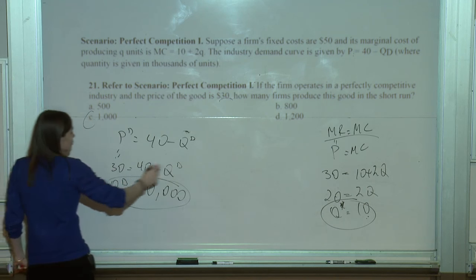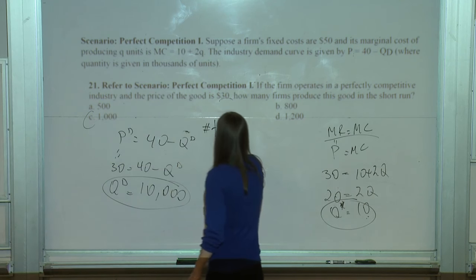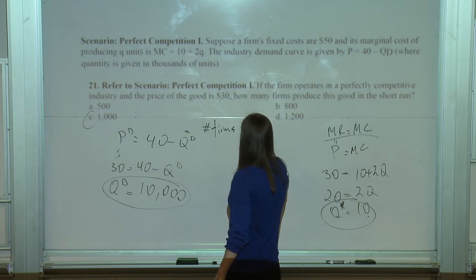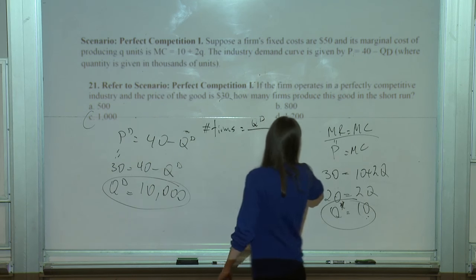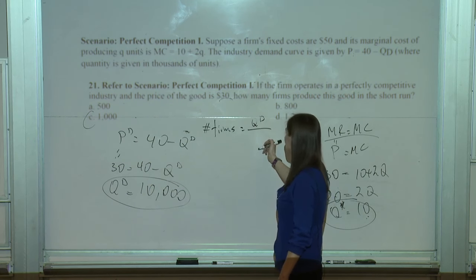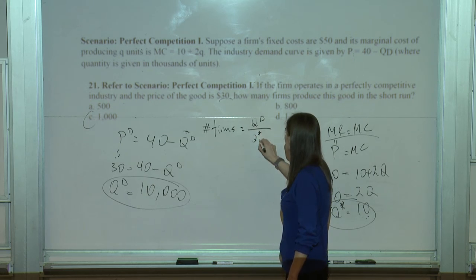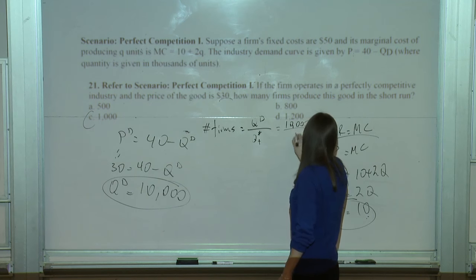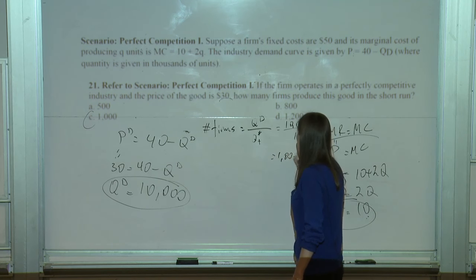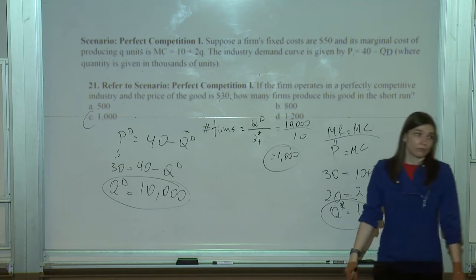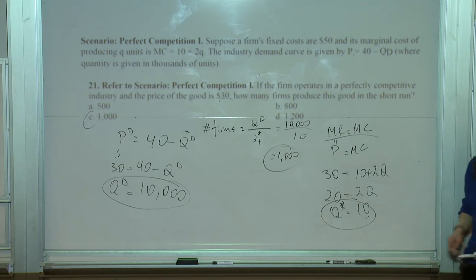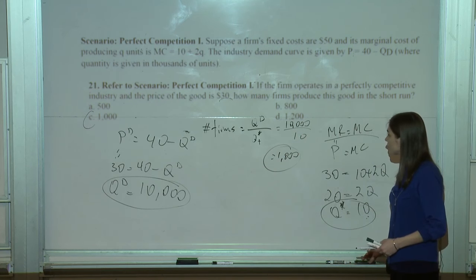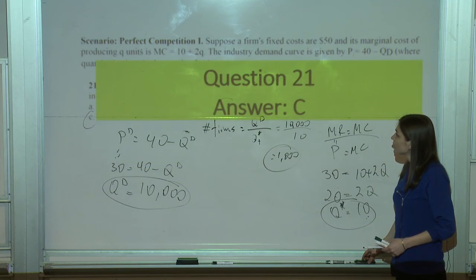1,000 firms. All right, so the number of firms would be the quantity demanded divided by, how do I say this? The optimal quantity of each firm. So it's 10,000 divided by 10, or 1,000. There are 1,000 firms here. The answer is C.